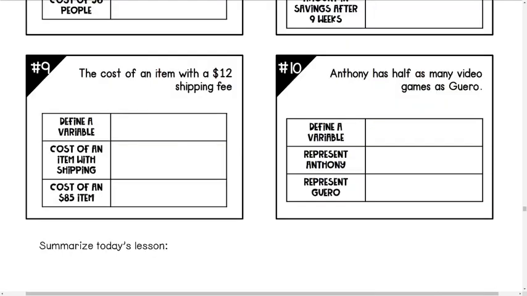Alright, so try number 9 and 10 on your own. Go ahead and see what you can do there, and once you have that finished, good luck on your homework. If you have any questions, let me know.